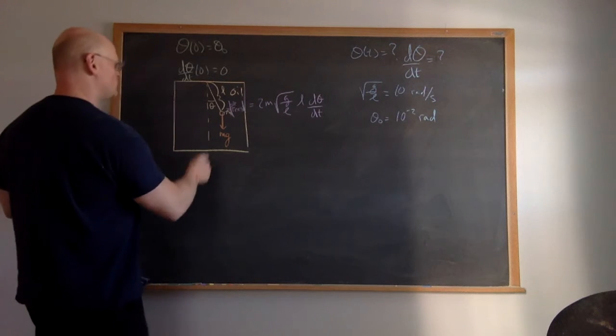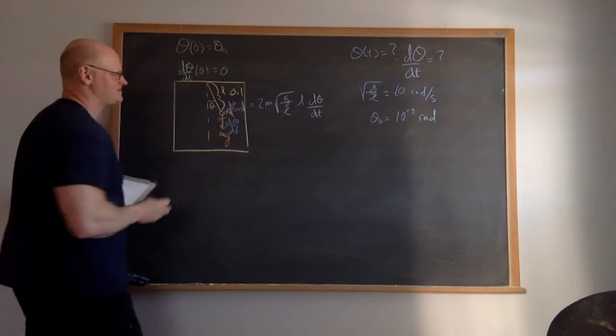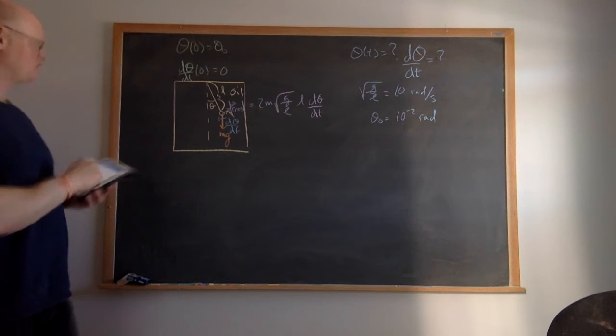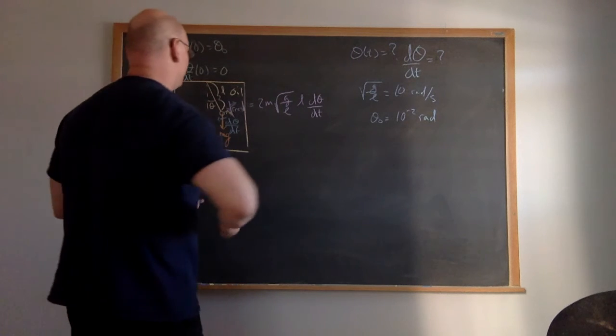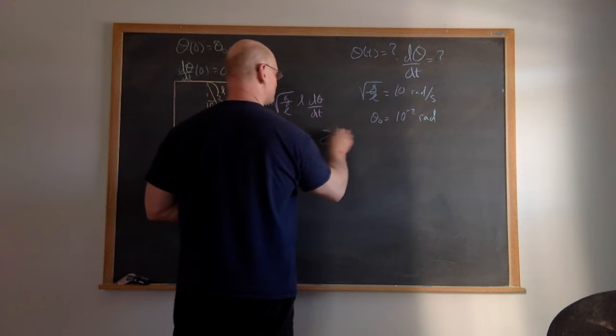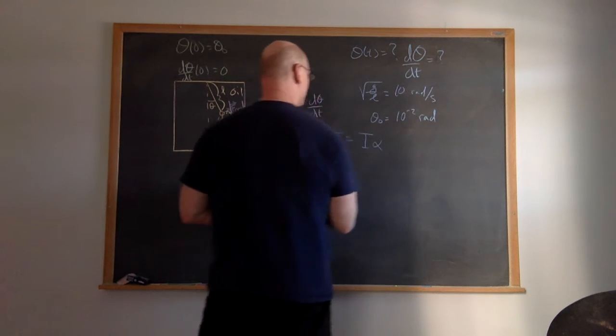So here I'm assuming that the velocity is in this direction, so this is d theta dt, which is why the resistive force is in the opposite direction. So from here we can look at the net torque on this guy. First of all, we know that the sum of the torques is equal to the moment of inertia times the angular acceleration.